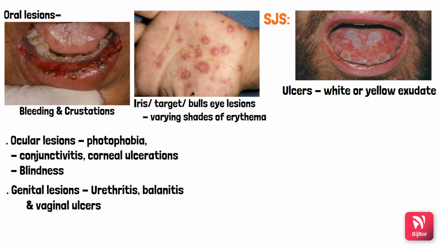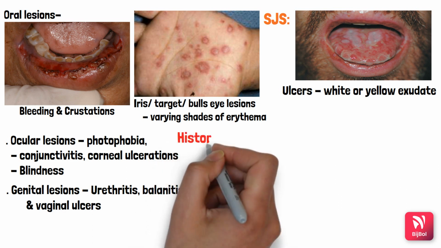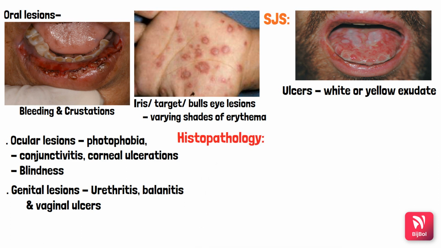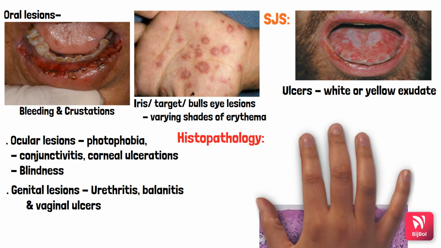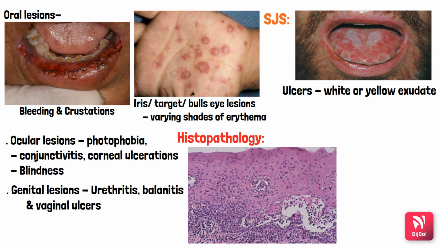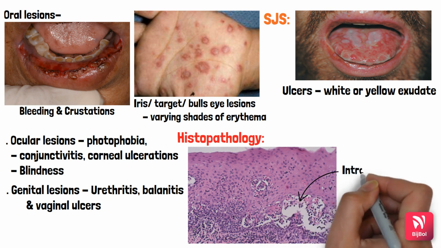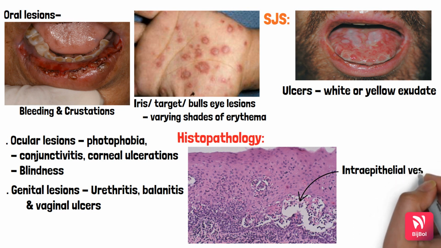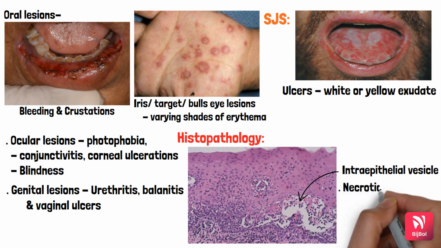So this is about manifestations of Stevens-Johnson syndrome. Now we'll see the histological features. As epidermal damage will be there, epidermal damage results in vesicle formation within the epithelium. This vesicle will be either intraepithelial vesiculation or subepithelial vesiculation, as you can see in the microscopic picture. That hole-like thing within the epithelium is an intraepithelial vesicle.